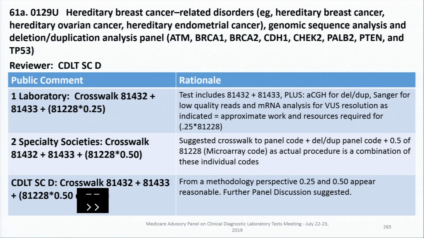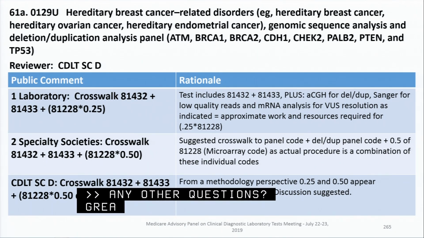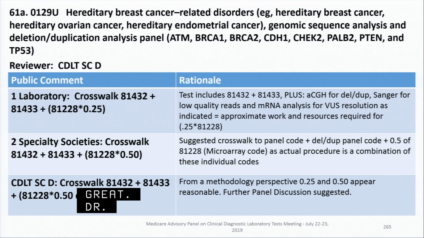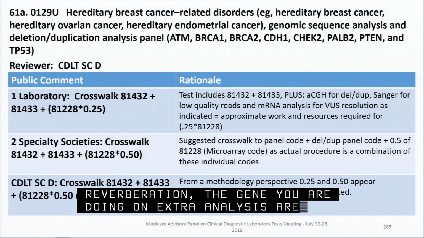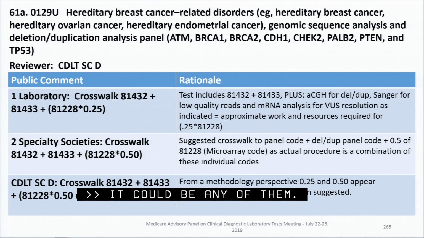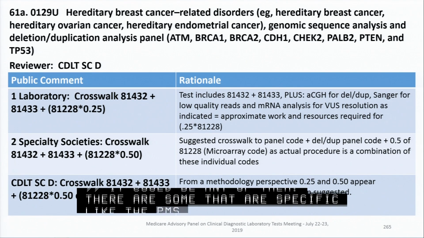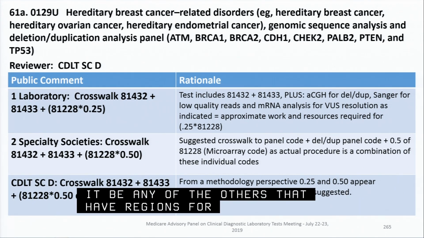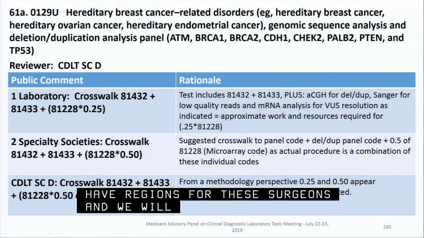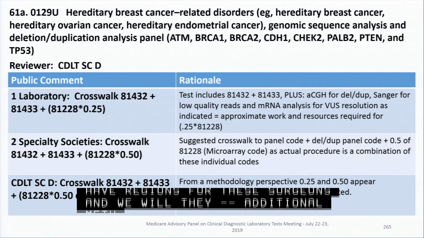Dr. Bossler? Just because there's a bit of a reverberation in here, the genes that you're doing the extra analysis on are which ones? It could be any of them. There are some that are very specific, again, like the PMS2 that I've mentioned. It could be any of the others that have pseudogene regions or these AT and GC-rich regions. We will then, as determined by the laboratory director, perform the additional methodologies. Also, any of the genes with low-quality reads will require Sanger analysis in addition. Right, which is pretty typical for a lot of the NGS that we do.